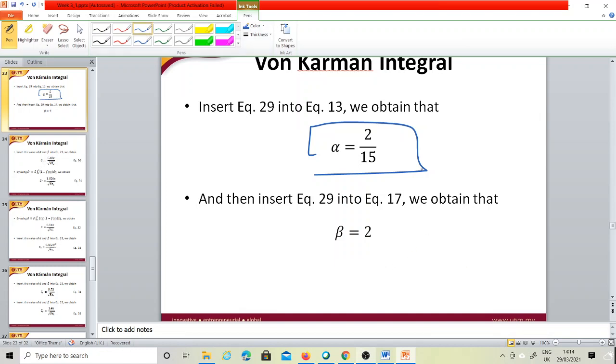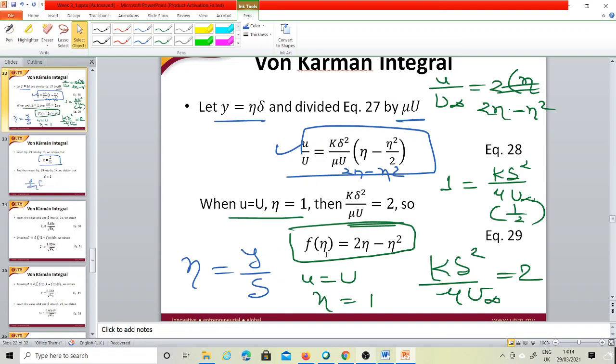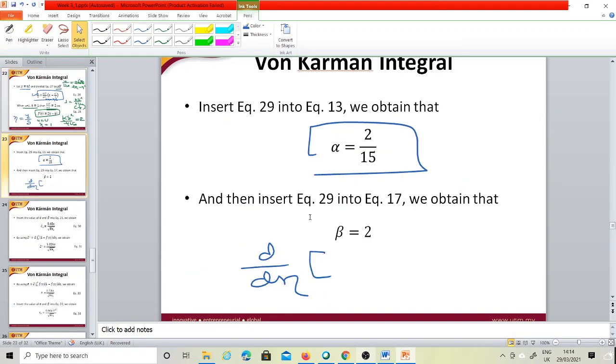Yeah, so what you just need to do is differentiate eta in terms of only this one. You will have 2 eta minus eta square. If you differentiate this one, you will get the value, in this case, 2, right?